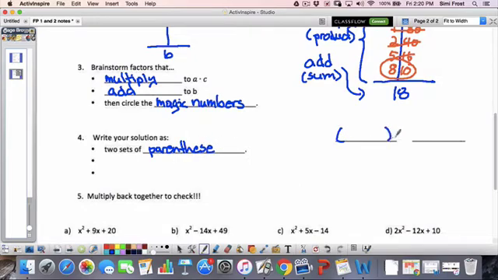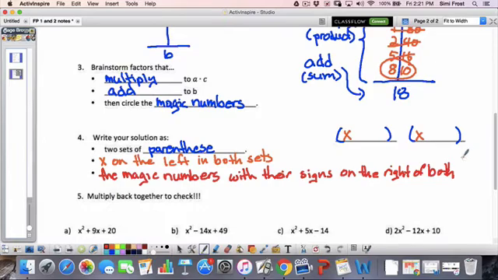So let's go ahead and write 2 sets of parentheses, just like that. Okay, we want to put an X on the left in both sets. So here we go. I'm going to put an X on the left of this parentheses and an X on the left of this set of parentheses. Okay, finally, the magic numbers with their signs on the right of both.